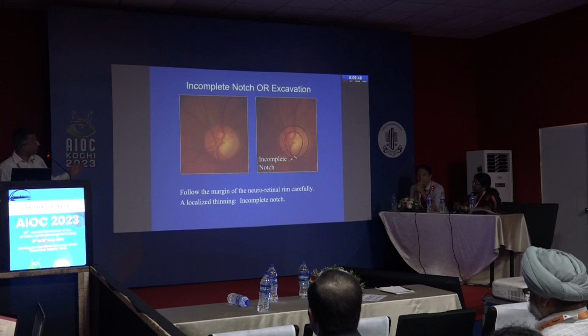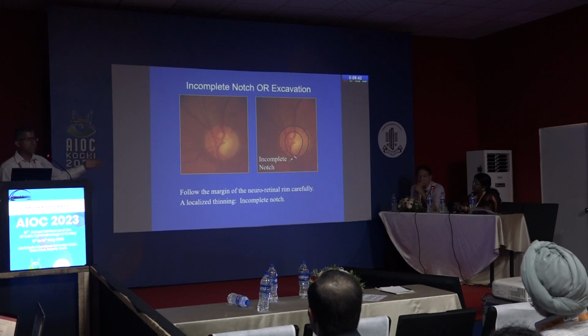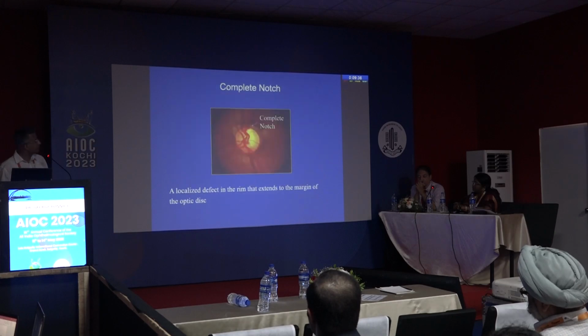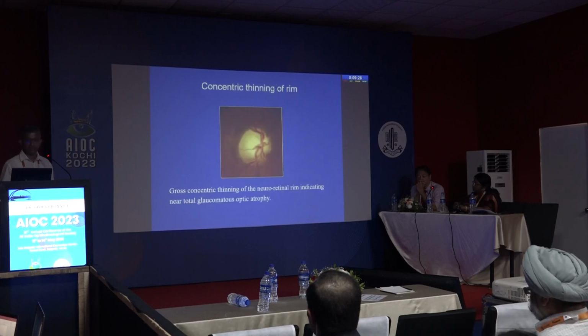So what all can you see? Like this, you're seeing a disc. Here the inferior rim is a little thinner, but that thinning does not extend till the edge of the rim. Therefore, this is an incomplete notch. Conversely, in this eye, you have complete loss of the rim in the superior area, and that's a complete notch, which you will usually see with the defect coming close to fixation.